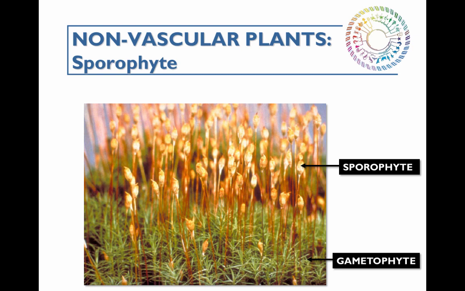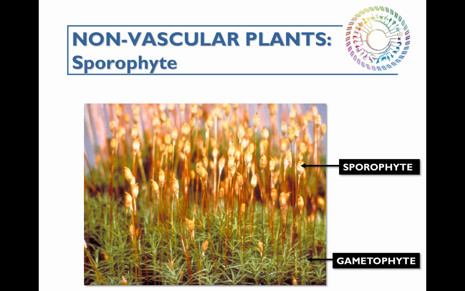So here are the two different phases of the life cycle, and they're actually attached to each other. It is the gametophyte, which is green, which is containing chlorophyll, undergoing photosynthesis. And here the sporophyte, which is brown, is actually pseudoparasitic on the gametophyte.